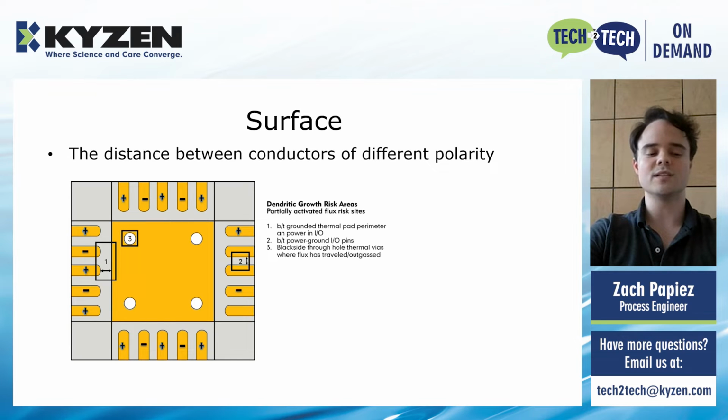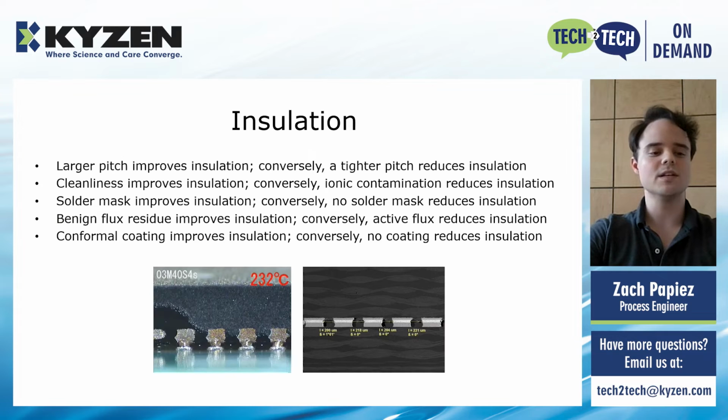Breaking it down into its respective parts, the surface portion of SIR is defined as the distance between the conductors of different polarity. The areas of greatest concern are those with the smallest distance between anode and cathode. This distance also provides something of an upper limit for your SIR value. The insulation portion of SIR ties directly into this idea. Components with a wider pitch have more insulation than components with a tighter pitch. So components with a tighter pitch, all else being equal, will have a lower SIR value.